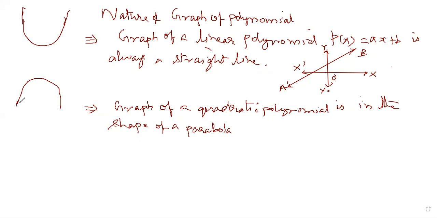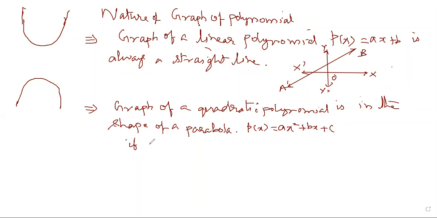Now, which type of parabola? This opens upward and this opens downward. So a quadratic polynomial is generally denoted by ax square plus bx plus c. Now it depends on a whether this parabola opens upward or downward. So it depends on the value of a.